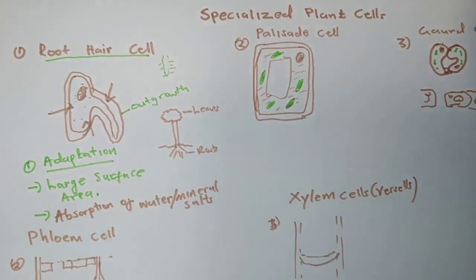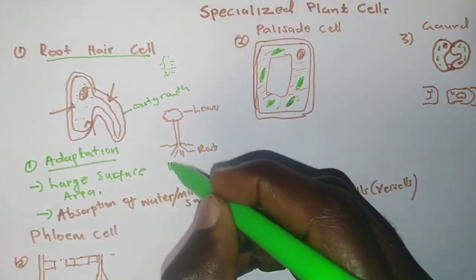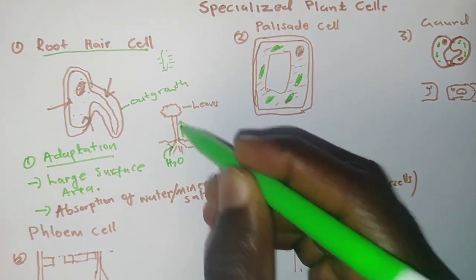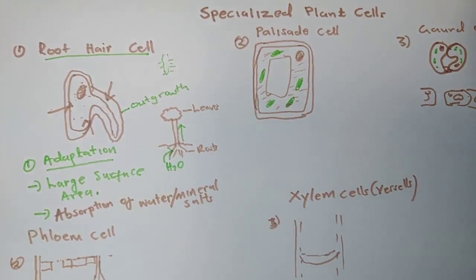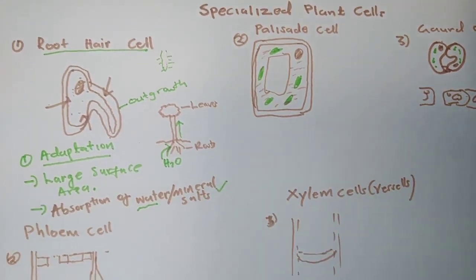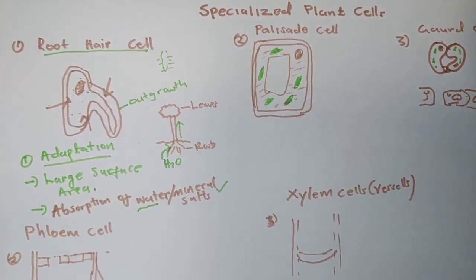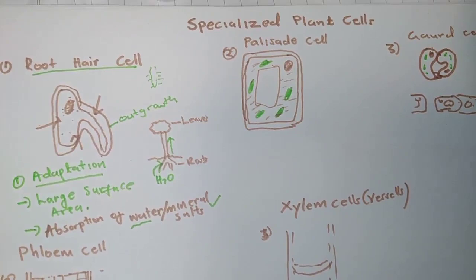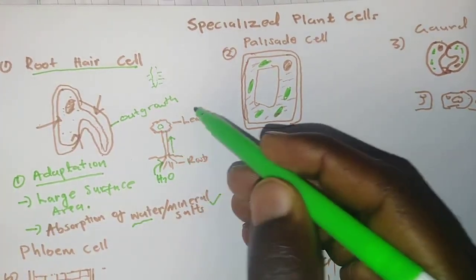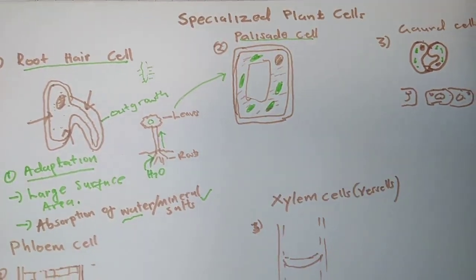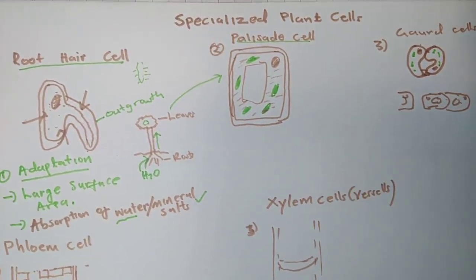Once the water, the H2O molecules, are absorbed into the roots, they are transported up to the leaves, and that's where photosynthesis takes place. Water as well as mineral salts are important, and these will be used by the plant in manufacturing food substances. This occurs in the leaves, where you find cells such as the palisade cell.